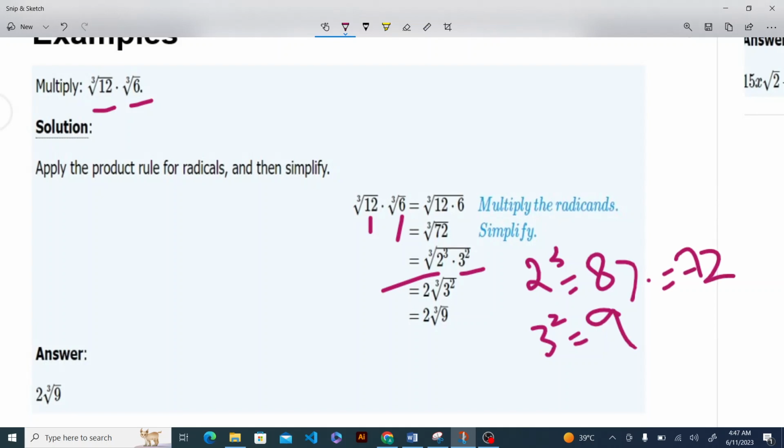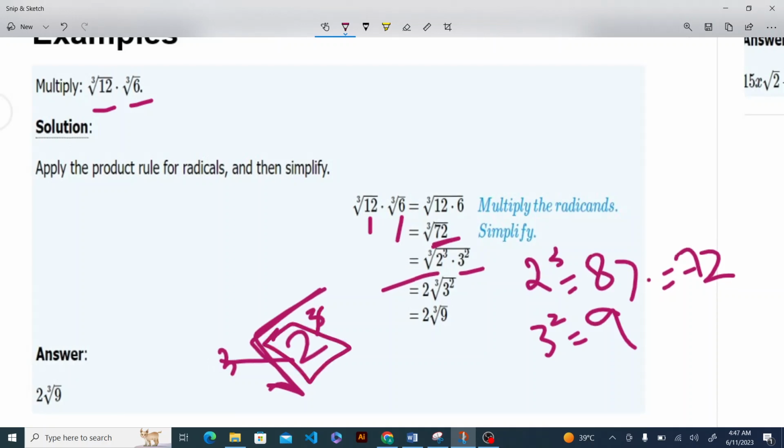So what did we do? As it was a cube root, we converted this value 72 into two values which are going to be multiplied with each other: one of them is the cube of 2 and the other one is the square of 3. So the cube of 2, this whole cube root is being cancelled out with this cube, so this 2 comes outside the radical. It has become the outside value of the radical. 2 has come outside of the radical, and the other thing remaining here is 3 square.